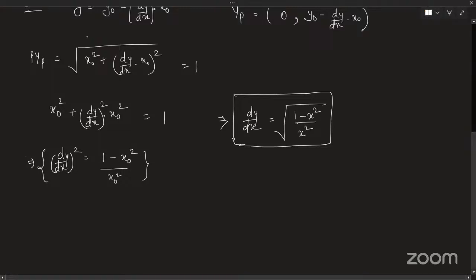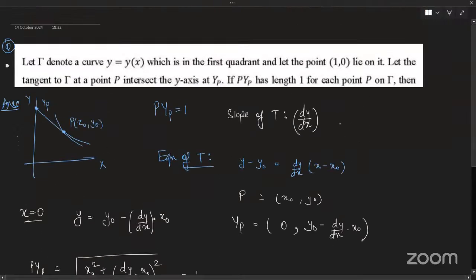This will be my differential equation because I had calculated my dy by dx to be the value of slope at some particular value x is equal to x naught. So I can just replace this x naught with any random value x. So I will get this as my final differential equation. Right, everyone? dy by dx is equal to square root of 1 minus x square whole divided by x square. Okay, great. So this was all about the question.